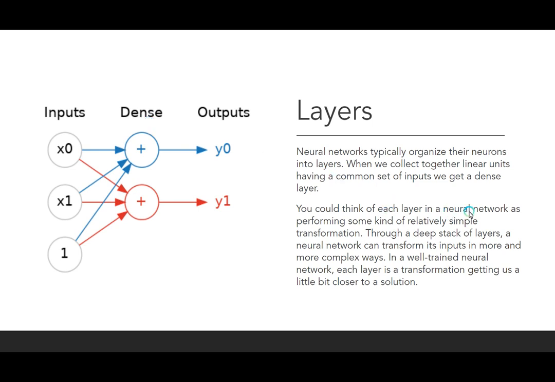You can think of each layer in a neural network as performing some kind of relatively simple transformation. Through a deep stack of layers, a neural network can transform its input in more and more complex ways. In a well-trained neural network, each layer is a transformation, getting us a little bit closer to a solution. Each and every layer, or each and every neuron that we have in here, gets us closer to predicting this value, for example, for y0 or y1.